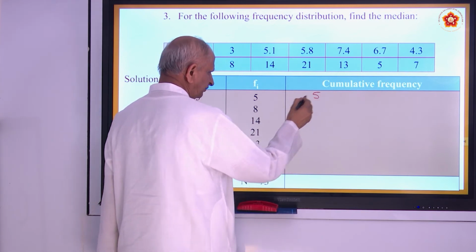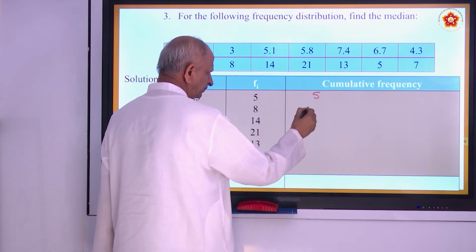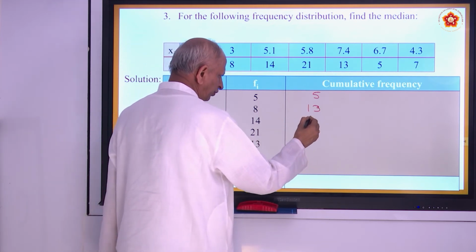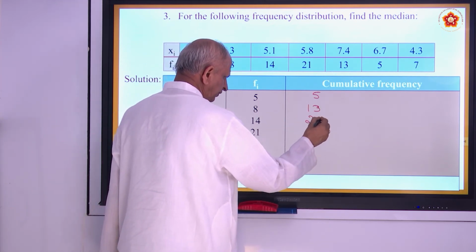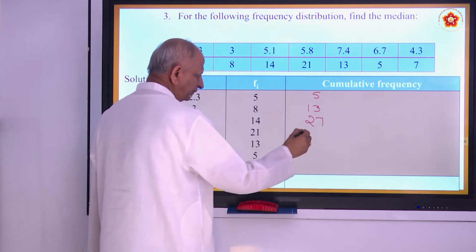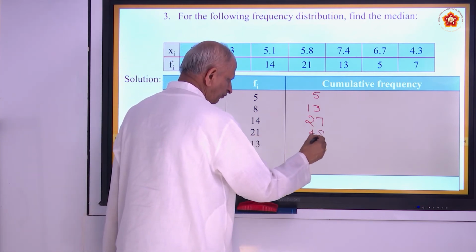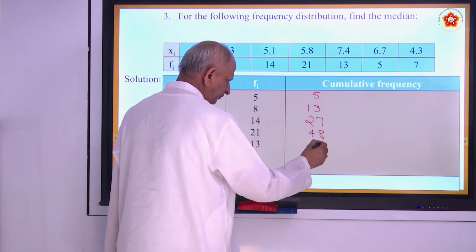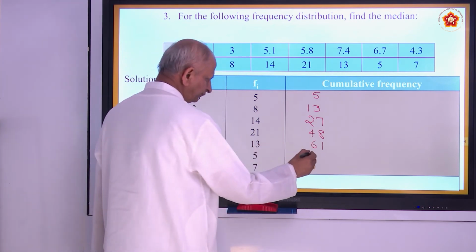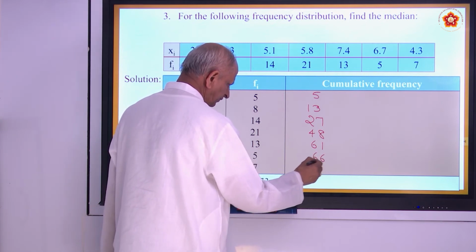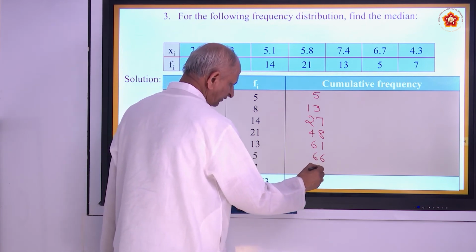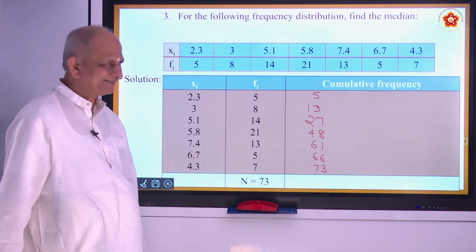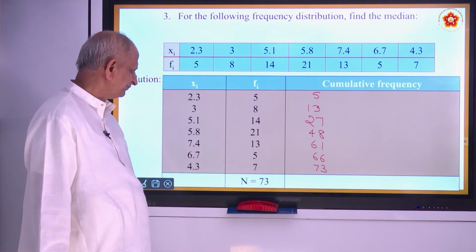5 as it is, 5 plus 8, 13 plus 14, 27 plus 21, 48 plus 13, 61, 66 plus 7, 73. That is what he got here. We're taking it down. So be fast.